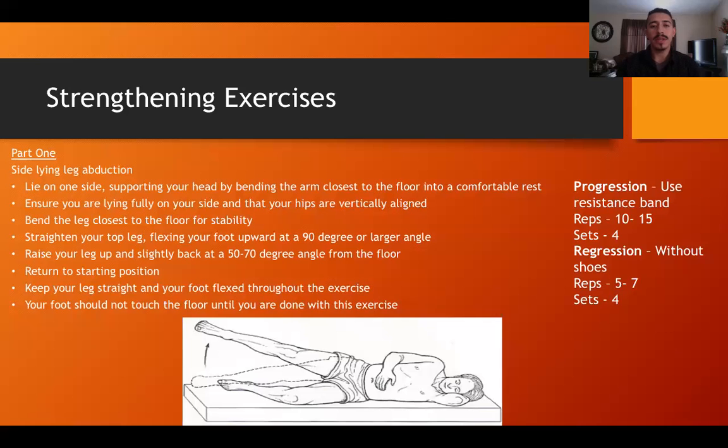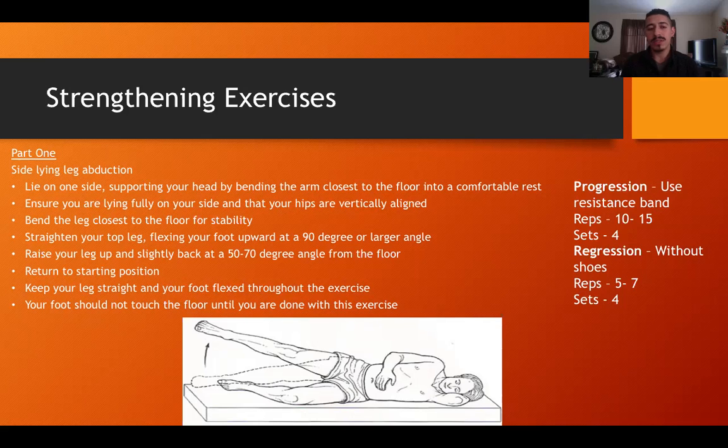All right, strengthening exercises. One of the exercises we can do here is side lying leg abduction. You're going to do this by lying on one side, supporting your head by bending the arm closest to the floor into a comfortable rest. Ensure you're lying fully on your side and that your hips are vertically aligned. Bend the leg closest to the floor for stability. Strain your top leg, flexing your foot upward at a 90-degree or larger angle. Raise your leg up and slightly back at a 50 to 70-degree angle from the floor.